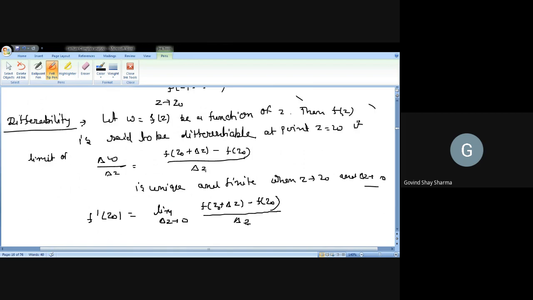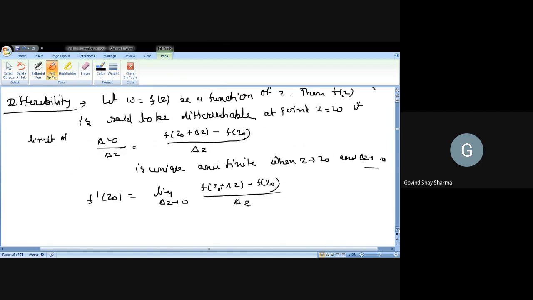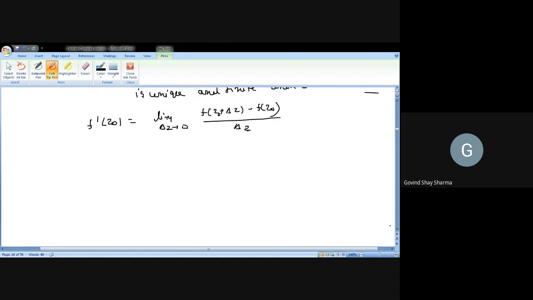Now we come to the point: analytic function. What is the meaning of analytic function?